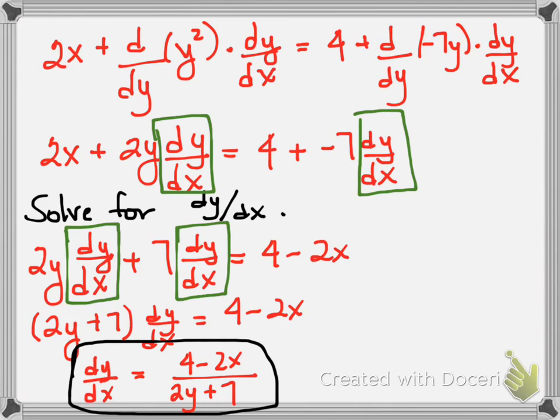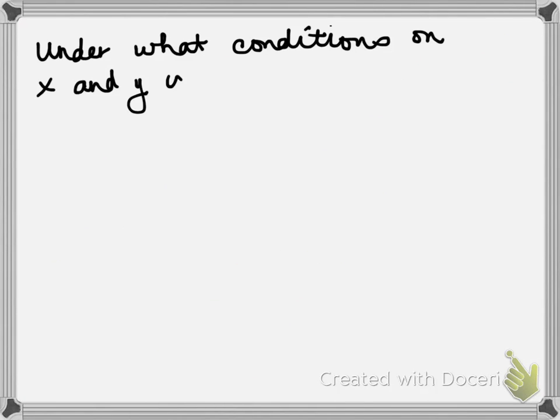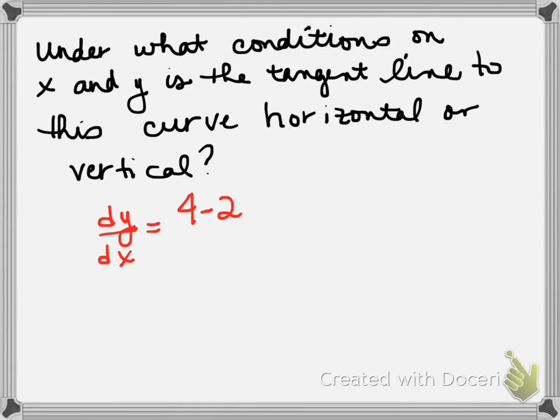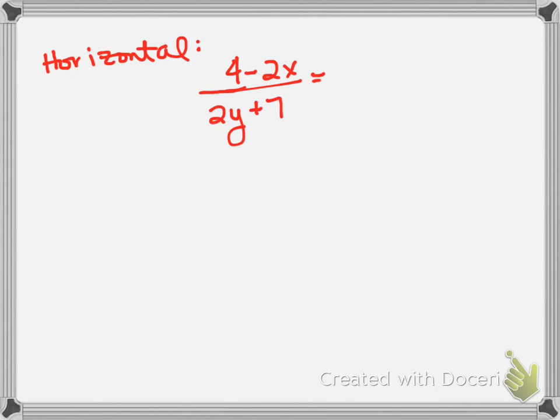So let's ask a couple more questions. Under what conditions on x and y is the tangent line to this curve horizontal or vertical? Okay, so we have a formula for dy/dx. Remember, dy/dx is going to give us the slope of the tangent line. When the tangent line is horizontal, our slope is 0. So we could solve this. This tells us that 4 minus 2x equals 0. And so 4 equals 2x, and x equals 2.